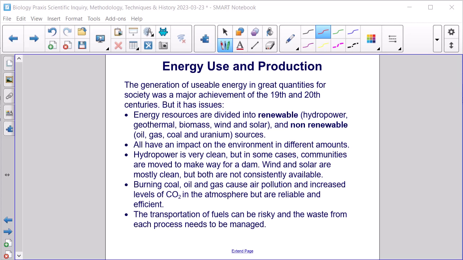Hydropower is very clean, but in some cases, communities are moved to make way for a dam. Wind and solar are mostly clean, but both are not consistently available. Burning coal, oil, and gas cause air pollution and increased levels of CO2 in the atmosphere, but are reliable and efficient. The transportation of fuels can be risky, and the waste from each process needs to be managed.